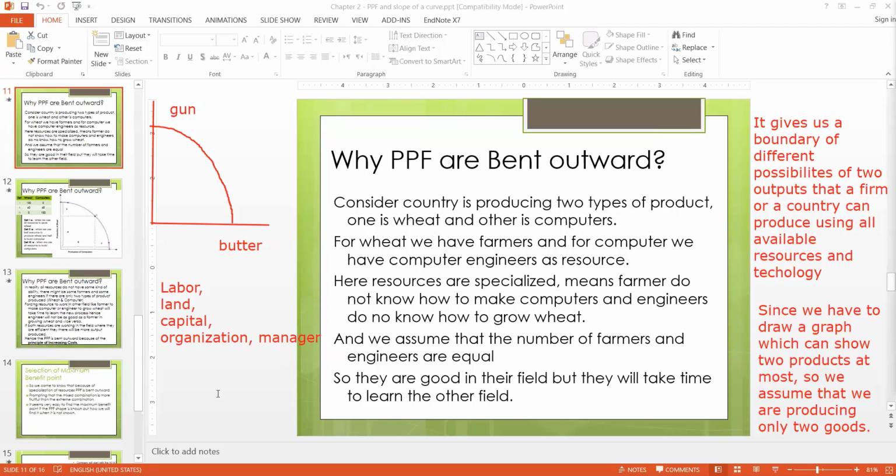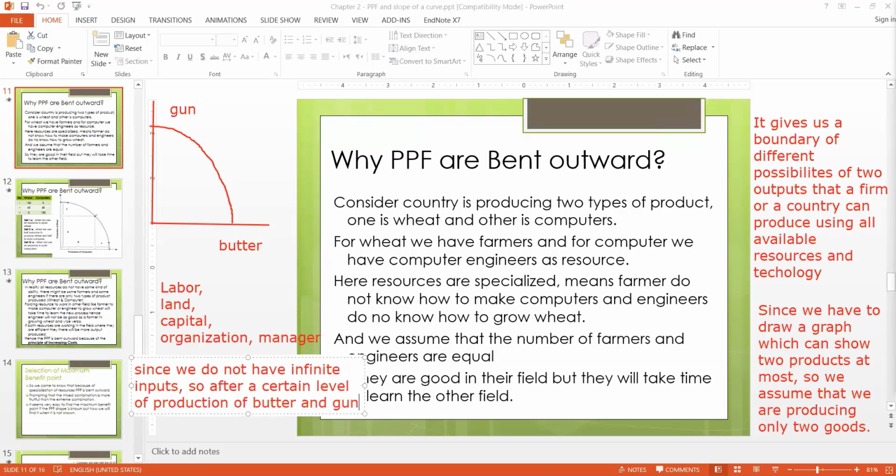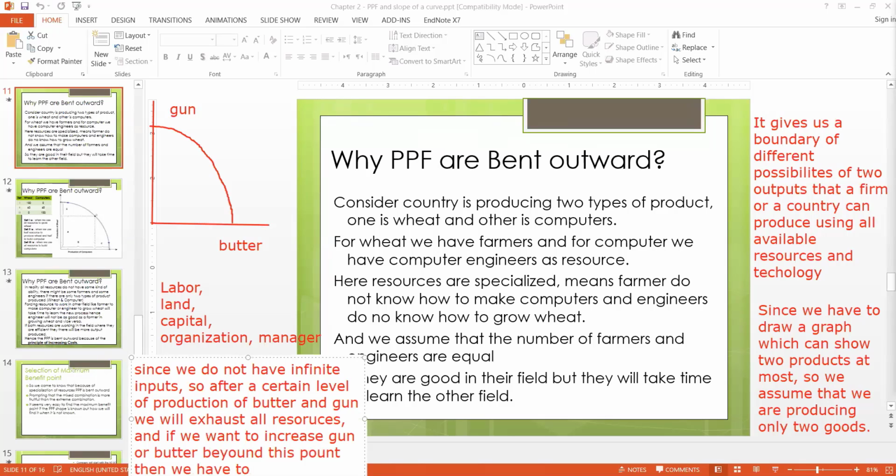Since we don't have infinite inputs, after a certain level of production of butter and gun, we will exhaust all resources, and if we want to increase gun or butter beyond this point, then we have to reduce the other production first because of scarcity.